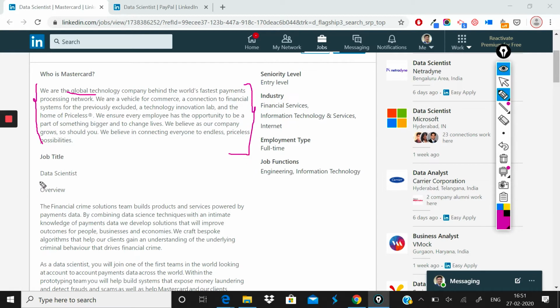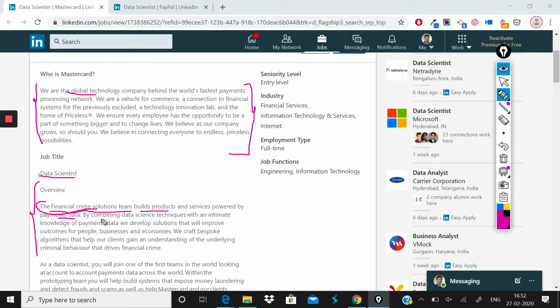Now, in the second part, the company has actually posted here a little more about the requirements, starting with the job title, which is data scientist, and then the overview. So in the overview, what the JD says is the financial crime solutions team builds products and services. So this is the first thing that we know, which team in Mastercard is hiring for data science for this particular role. It is the financial crime solutions team. It builds products and services powered by payments data.